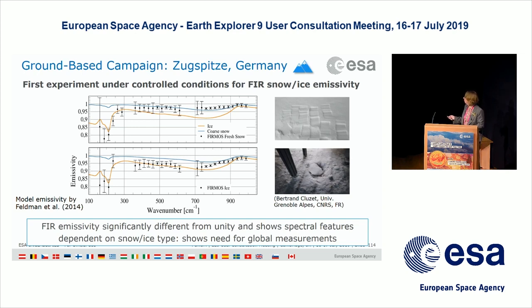This was done for fresh snow here on the top and for ice on the bottom. The lines are the theoretical curves that were shown by Helen before as well. You can see the emissivity in the model is different from one. The blue line is coarse snow and ice is the red one. We can confirm that with our measurements. So you have a distinct signal different from one. You have some features here going down as you go to the further end of the wave number scale, so we have spectrally varying features.